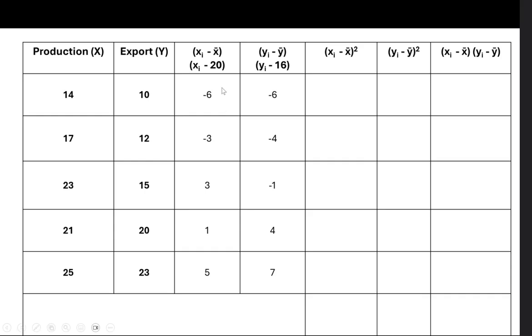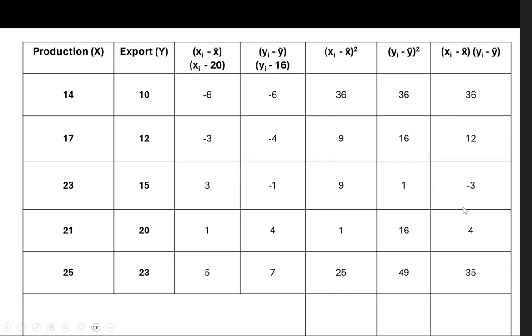So I have calculated the values for Xi minus X bar and Yi minus Y bar by substituting the values here. So 14 minus 20 is minus 6, and 10 minus 16 is minus 6. Likewise, we have calculated the other values. Using these two columns, we can calculate these 3 columns. So 6 square is 36, here also 6 square, and 6 into 6, which is also 36. Likewise, all the other values can be calculated from the given 2 columns.